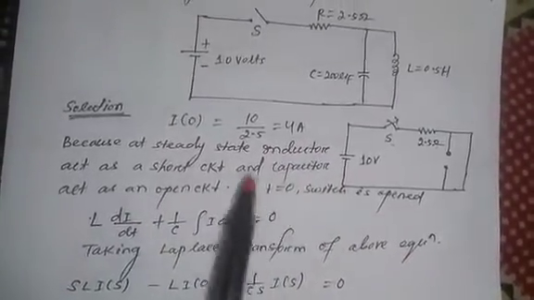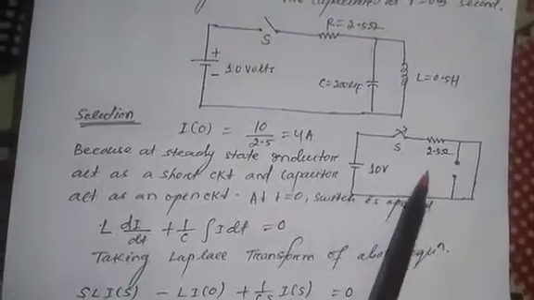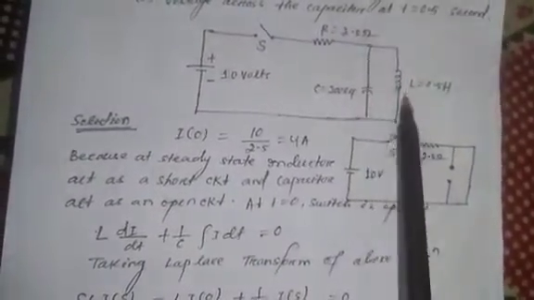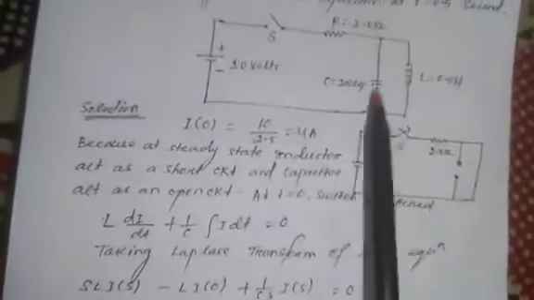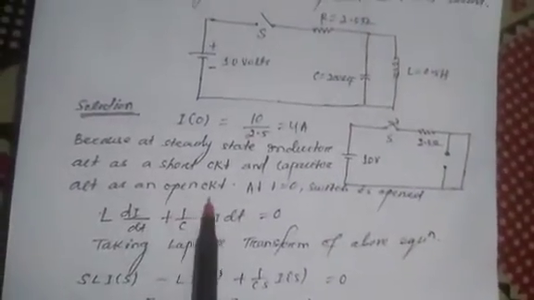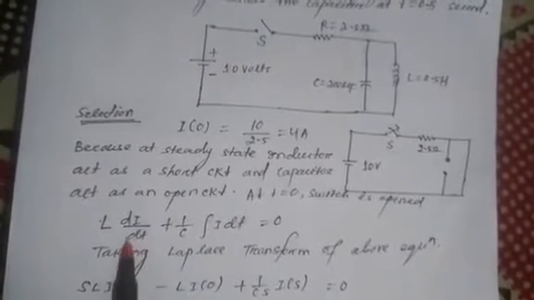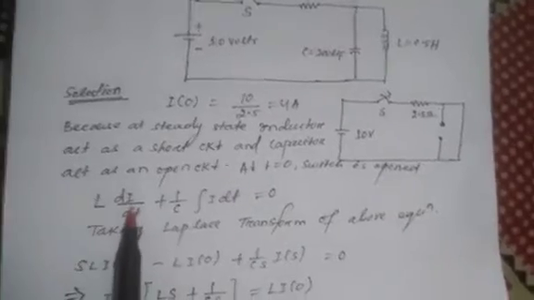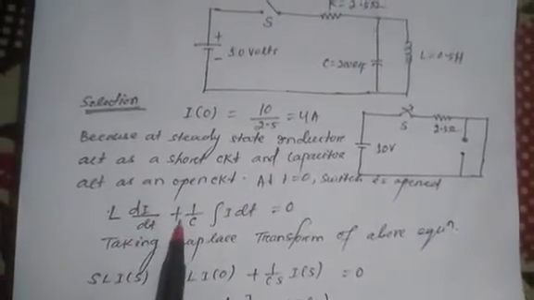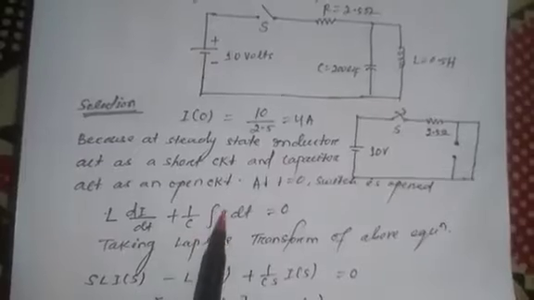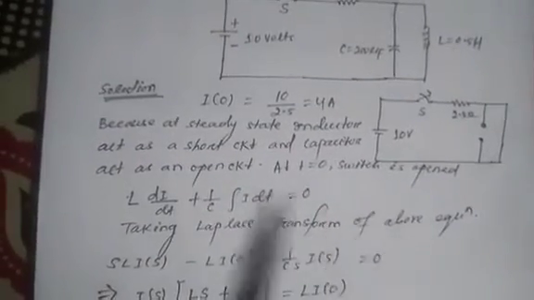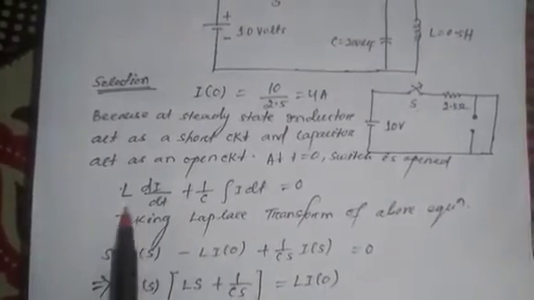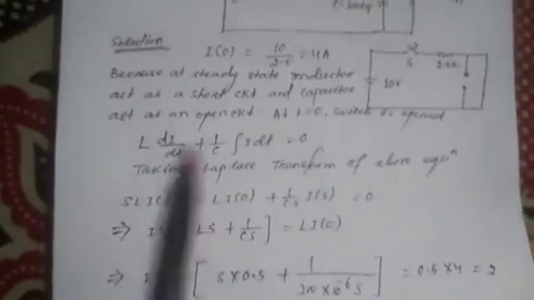When at t equal to 0 the switch is opened, this portion you don't consider, only the capacitor and inductor. If you apply the KVL equation, you get L di by dt plus 1 by C integration of i dt is equal to 0. That is your equation.